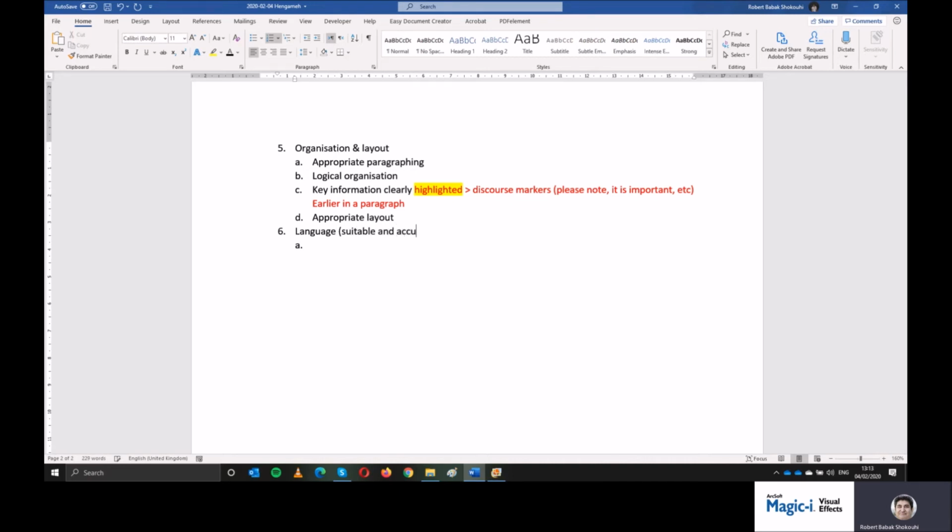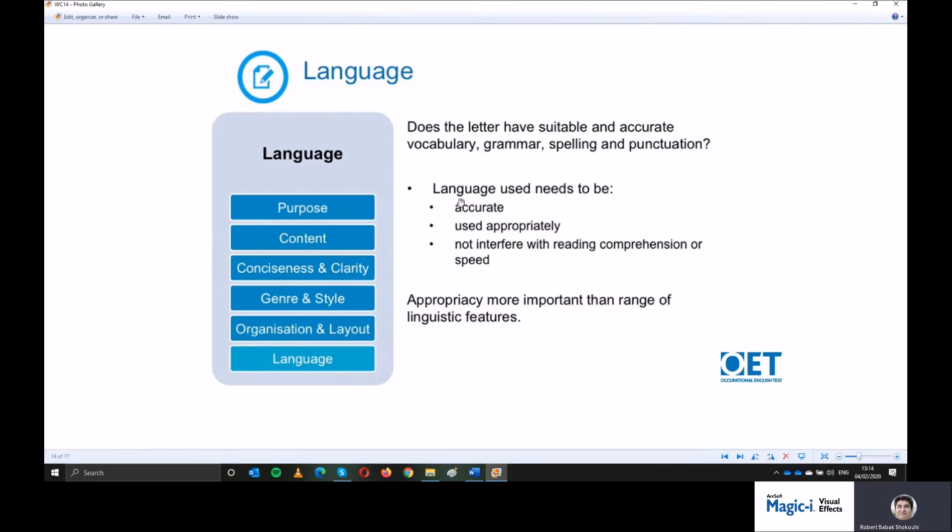Suitable and accurate. What? Grammar, vocabulary, spelling, and punctuation. And maybe the article. Oh, it's included in grammar. So the language used needs to be accurate, used appropriately, not interfering with reading comprehension or speed. Okay, so these are important. So accurate.